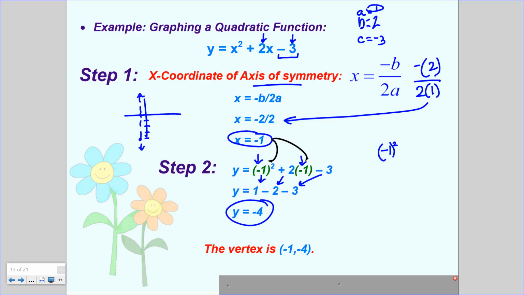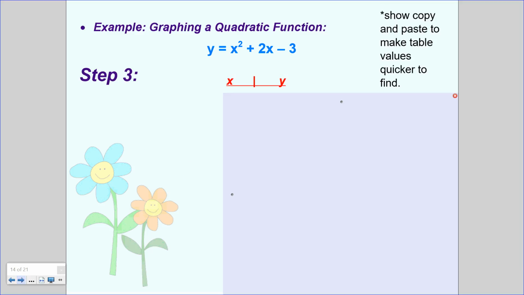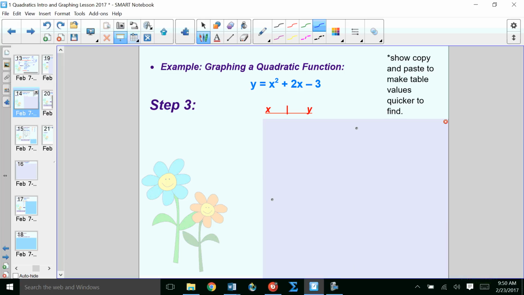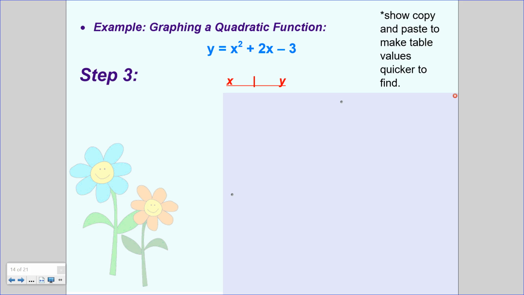So if I were plotting this vertex, I would have it down here. And as you do find these points, I would recommend that you're graphing. I don't have the space to show you all at the same time here, but you should be doing that as we go. Okay, so we've got our vertex at negative 1, negative 4. I'll label that as V. And we know it's going to open up, and we know it will be on our axis of symmetry of x equals negative 1.